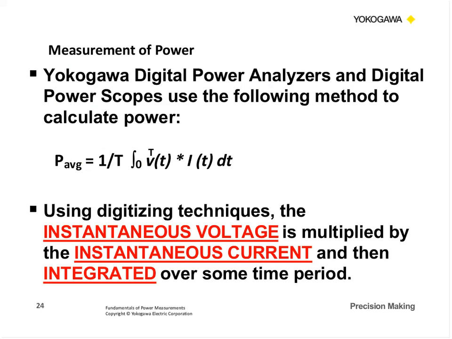So here's how we do the power calculation. We digitize the incoming voltage and the incoming signal. It's high-resolution, high-speed digitizers. So we take these instantaneous digitized values of voltage times that instantaneous digitized value of current, and we digitize those, accumulate them over some time period. That's a function of the power analyzer, okay? And then we integrate over some time period, multiply by 1 over T. Okay, so it's the instantaneous voltage multiplied by the instantaneous current, then integrated over some time period. That gives us the true power measurement.